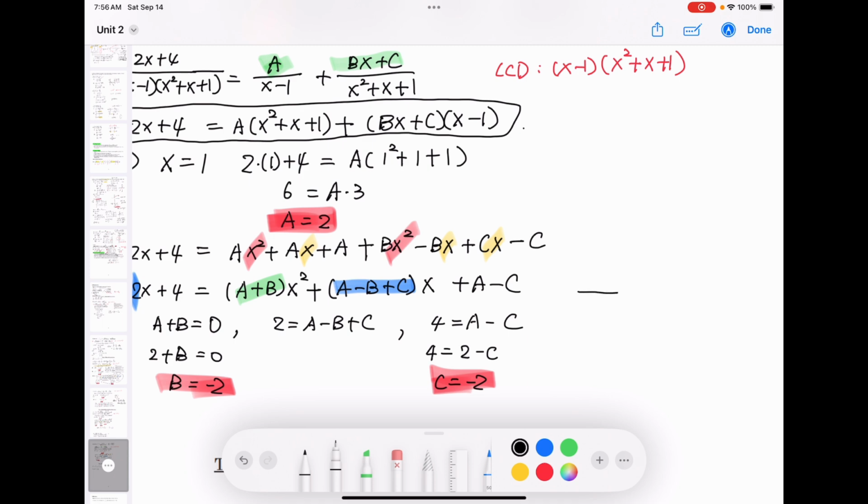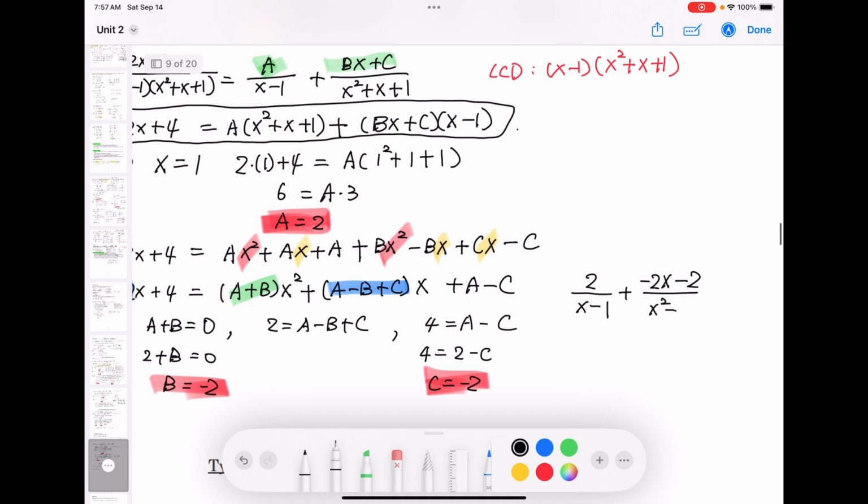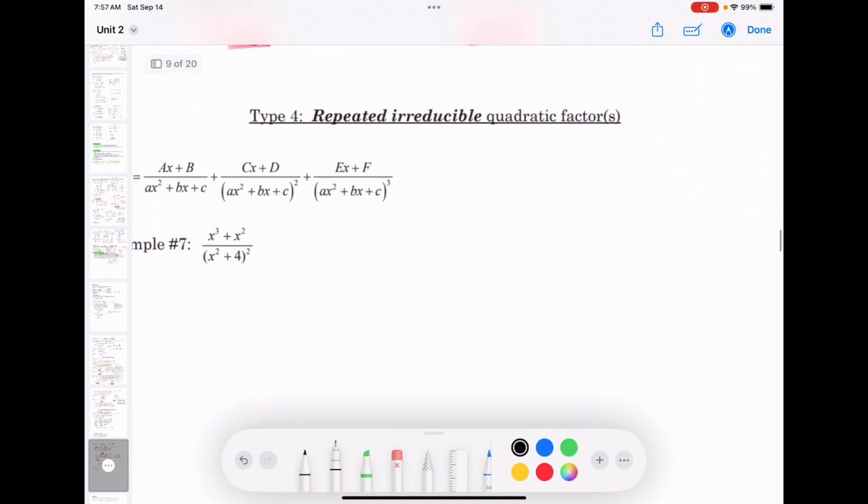On the top is 2, 2 over x plus 1, minus 1. Plus b is negative 2, x plus negative 2 plus c, so divided by x squared plus x plus 1. Okay, so this is a solution. All right, let's move on to see type 4.